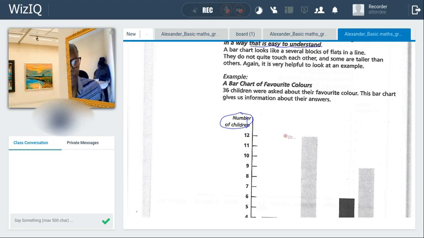So you're going to see 4 children chose purple, and 2 children chose pink. 12 children like the color red, 3 children like the color green, 6 children like the color yellow, and 9 children like the color blue.